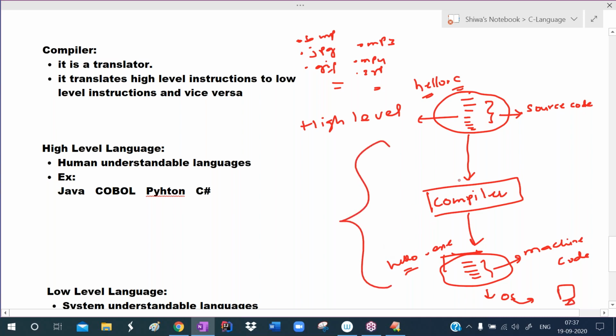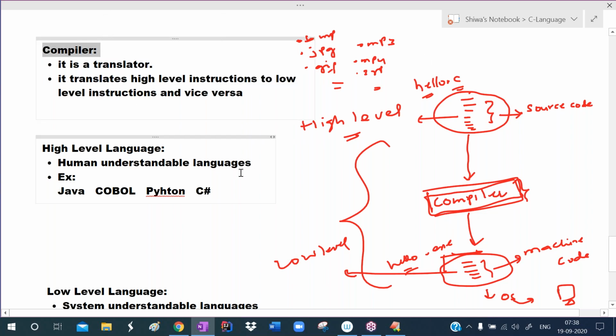Later we will discuss it again. The point to understand here is that this is the compiler, and it translates high level code to low level code, so the exe file has code at the low level. Our language is high level, the computer language is low level. We write the program in high level code, which the computer cannot understand, so for the computer's understanding we compile the program. The compiler is a translator.